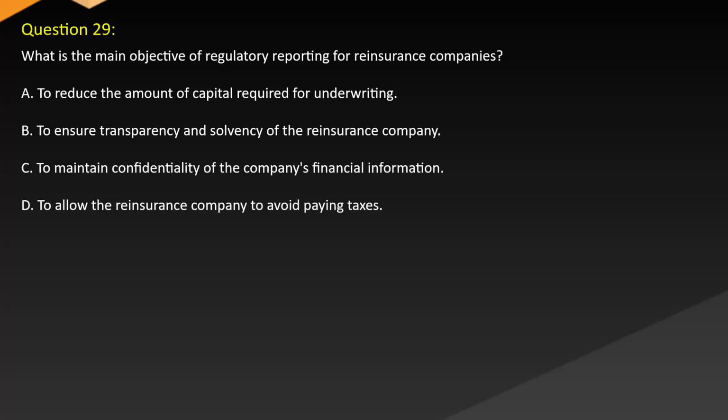Question 29. What is the main objective of regulatory reporting for reinsurance companies? A. To reduce the amount of capital required for underwriting. B. To ensure transparency and solvency of the reinsurance company. C. To maintain confidentiality of the company's financial information. D. To allow the reinsurance company to avoid paying taxes.